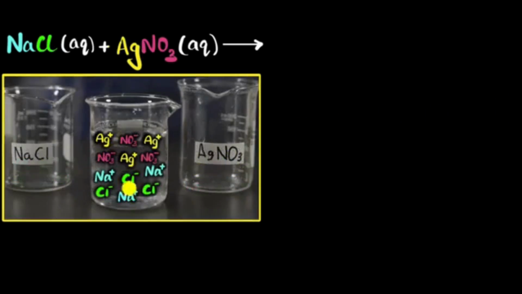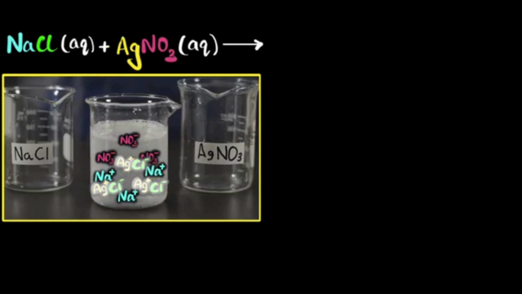Now, because these are together, they can form new combinations. Of course, cations should always combine with anions. So Na can now combine with NO3, but there's nothing special because, again, they will dissociate. But Ag can also combine with Cl. When Ag combines with Cl, something interesting happens. Guess what? AgCl is insoluble, and therefore it will precipitate out. And that's the reason why this whole thing looks white, because of the AgCl precipitation.